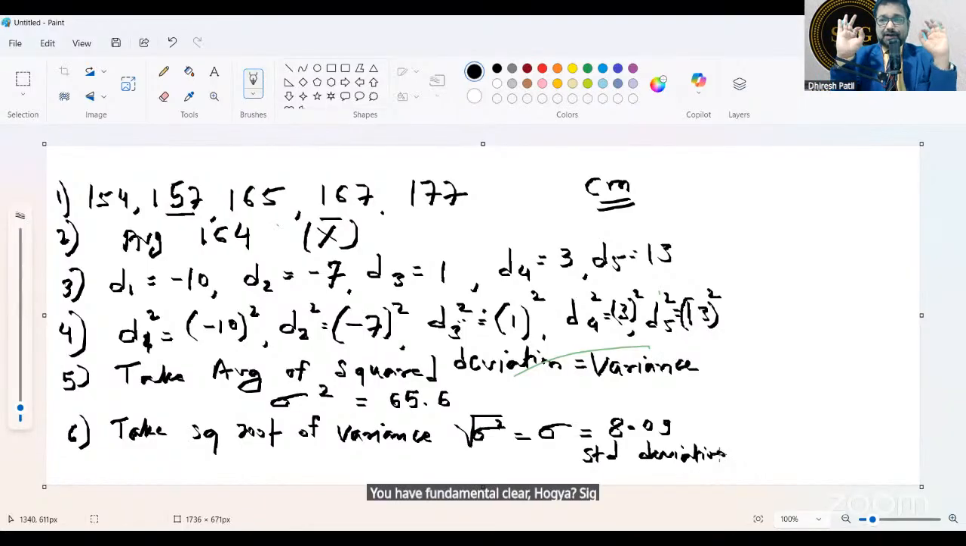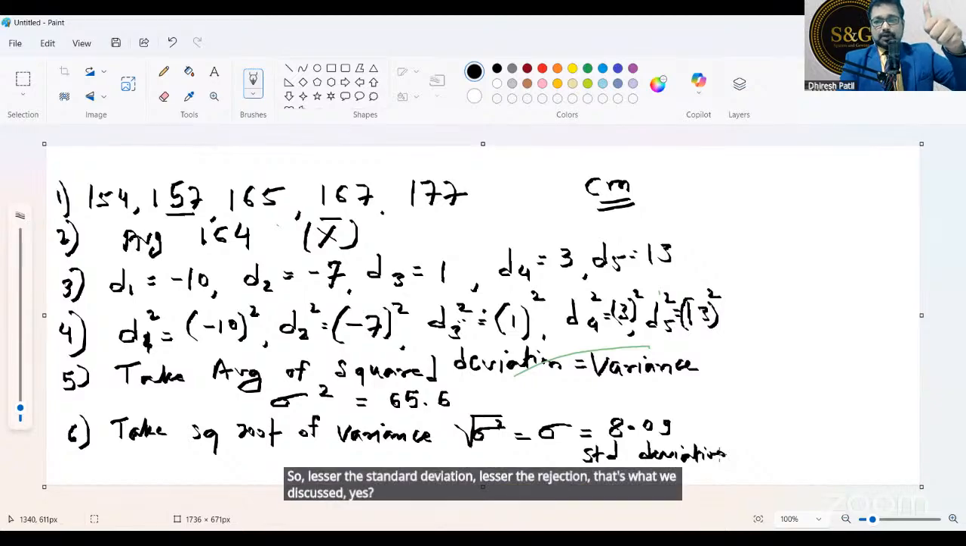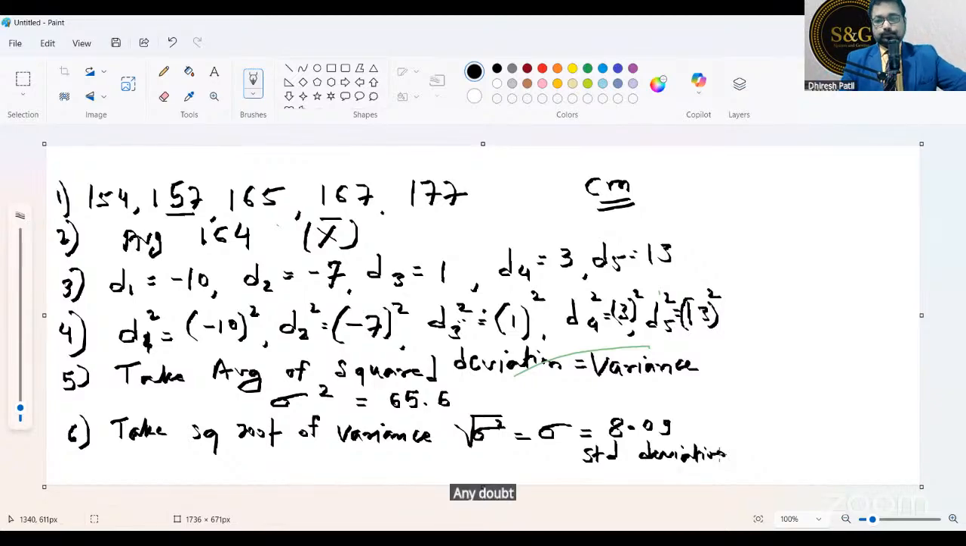Sigma, standard deviation is sigma. So we want to reduce the standard deviation. That's our aim. So lesser the standard deviation, lesser the rejection. That's what we discussed. Yes? Any doubt till now?